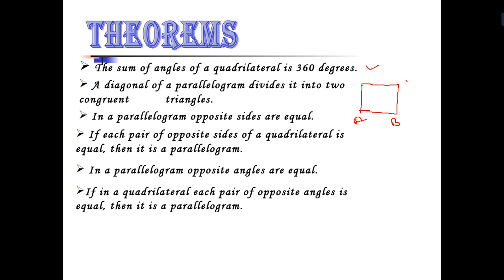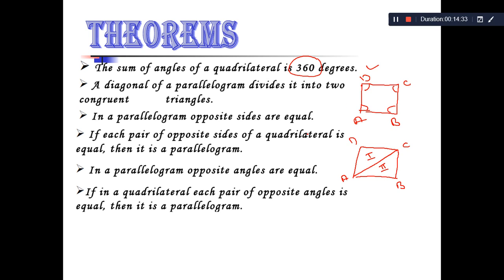A, B, C and D. So angle A, angle B, angle C and angle D. Total is 360. Diagonal of parallelogram. If I do one diagonal of a parallelogram, it divides into two congruent triangles. So it is a diagonal. Now there are two triangles, always congruent. We have the proof that we have to understand in the next slide.